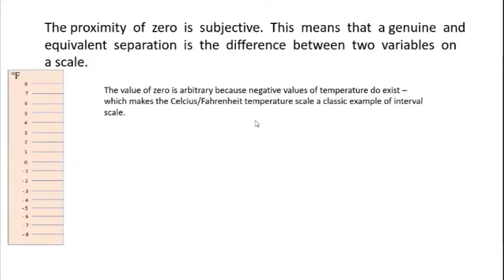This one is the best example. Why? Because the Celsius and Fahrenheit degrees contain negative values. So we know that if it is below zero, the temperature gets colder and colder. It doesn't mean that if the temperature becomes negative, it becomes empty or non-existent. So remember that zero here is just arbitrary. It doesn't mean the absence of anything.